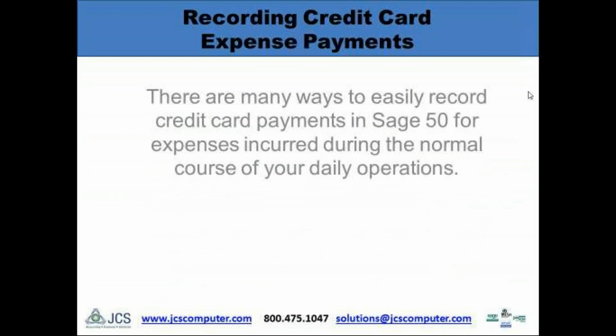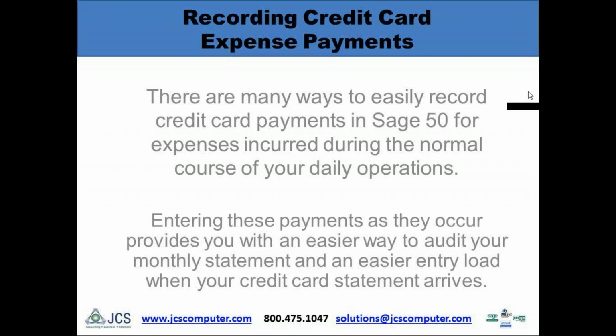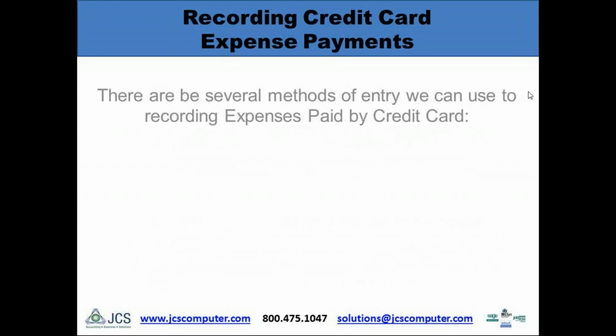Today, we're going to be looking at Sage 50 US edition, which was formerly called Peachtree, and how we can use it to track expenses that have been paid by a credit card. There are a lot of different ways that we can do this entry. But by keeping up with it, we have a way to easily audit our month-end statement when it arrives, and we have the ability to ensure that expenses that we enter get credited appropriately in our system.